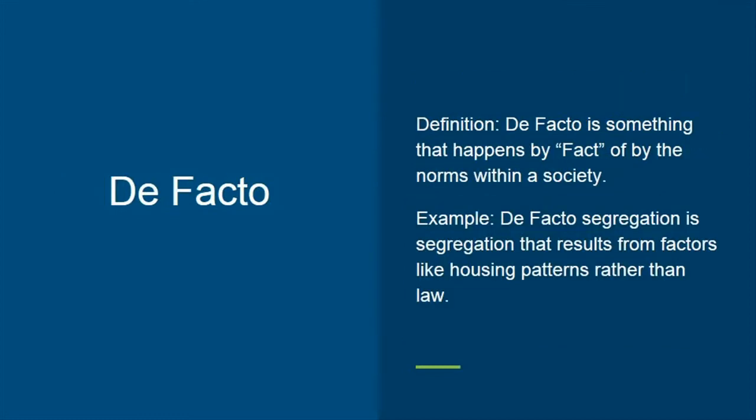De facto is used to describe something that happens by fact, the norms within a society. For example, de facto segregation is segregation that results from factors like housing patterns rather than law. In the 1950s and early 1960s, African American communities were restricted to ghettos because of de facto segregation.